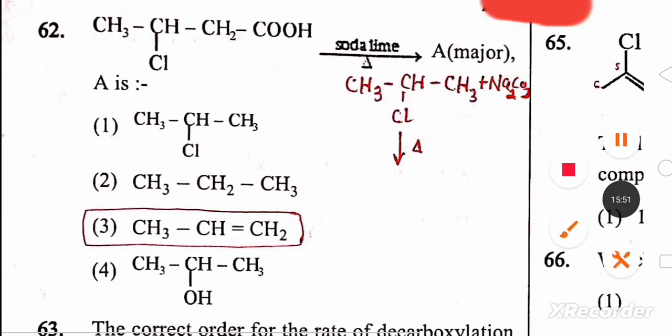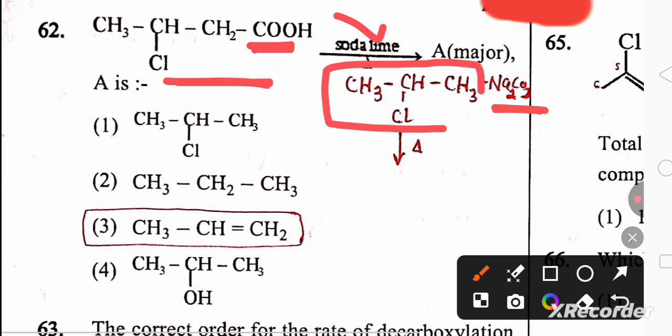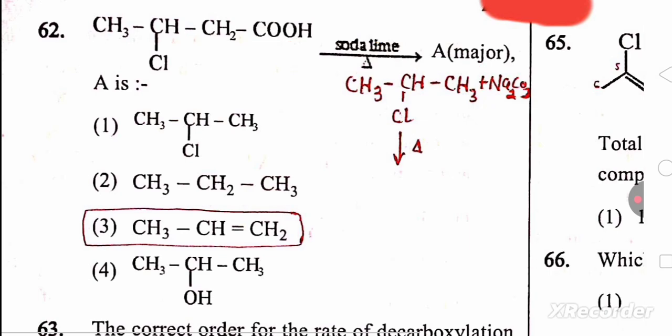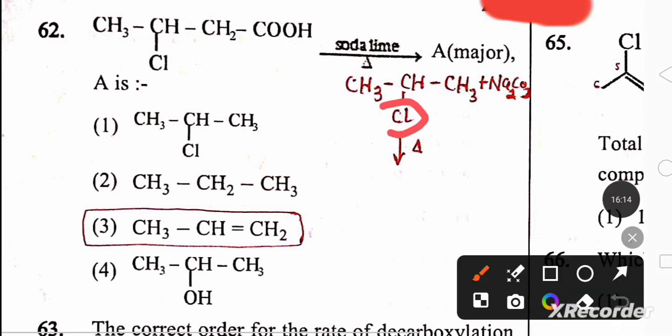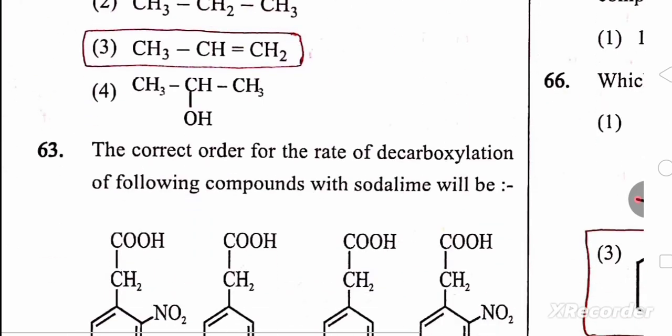Let us move to the next question, children. We have 3-chlorobutanoic acid. When it is treated with soda lime, NaOH and CaO, there is decarboxylation. This carboxyl group undergoes decarboxylation to form sodium carbonate, and we will get 2-chloropropane. So this chloropropane, when heated, there is a release of HCl, chlorine from the second carbon and hydrogen from the first carbon. So there is generation of a double bond between the first and second carbon to get propene. So option 3 is the right answer for this question.